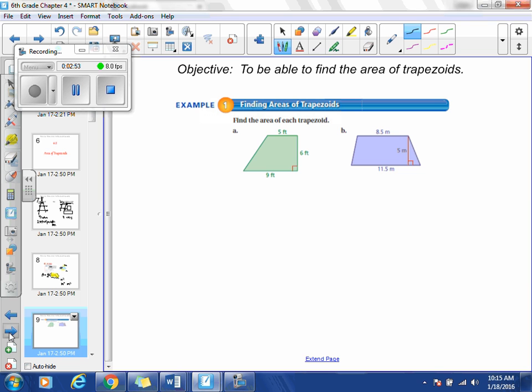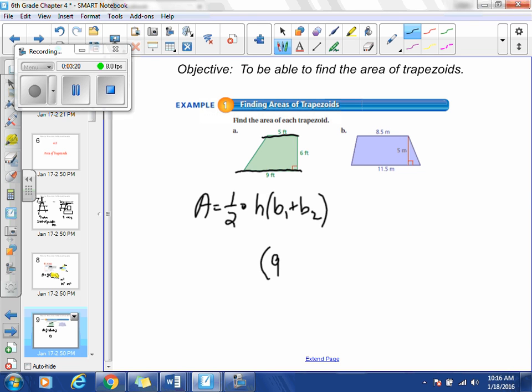So let's see what that looks like with a few real numbers. Find the area of each trapezoid. Let's start with part A. To find the area of a trapezoid, we take half of, or half times, the height times the sum of both bases. Okay? So first, let's find our bases. Our bases are the two parallel lines. So this line and this line are parallel. So we're going to add those together.